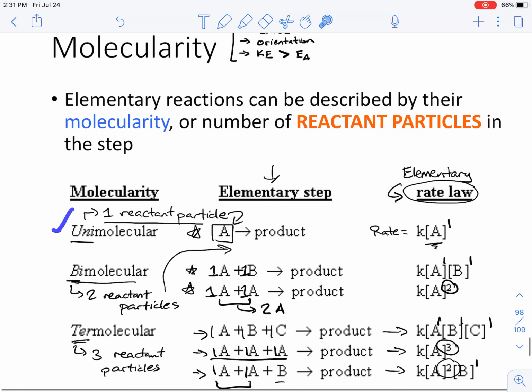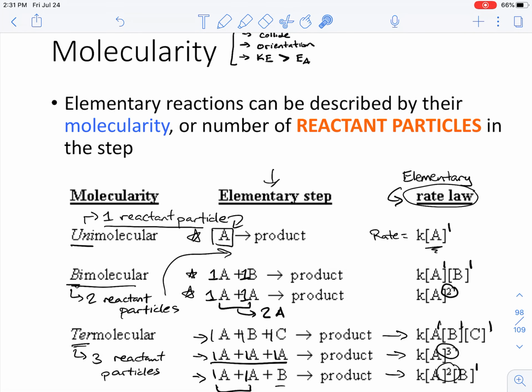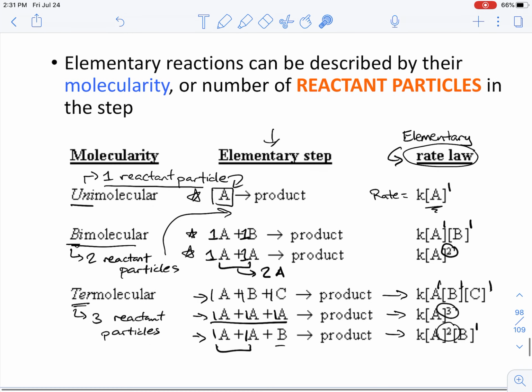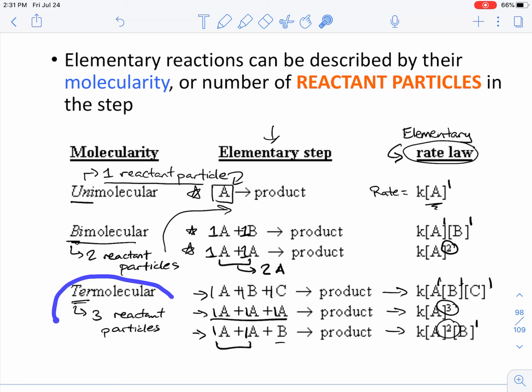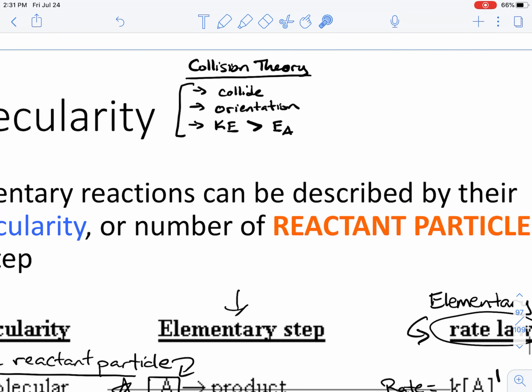And so for unimolecular and bimolecular, these types of molecularities for elementary steps are plausible. However, once you start getting into termolecular, in other words, 3 reactant particles, or even 4 or 5 reactant particles, the probability that all three particles will collide at the same time and have the proper molecular orientation and have enough kinetic energy to overcome the activation barrier becomes highly unlikely.